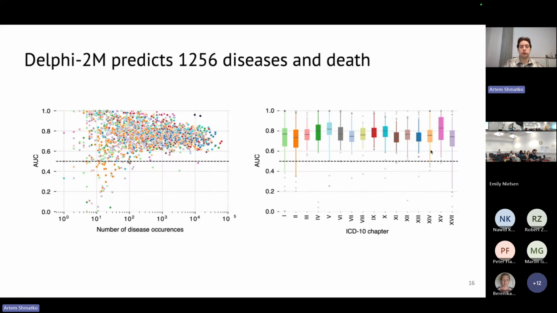I would say that 100 diseases is not that much, especially if we are talking about a data set of the size of UK Biobank, which has millions of different disease records. And on the right, we see the same plot. We see the same AUCs, but now they are grouped by the ICD chapter. As you can see, the model performs well across the whole range of ICD-defined diseases.